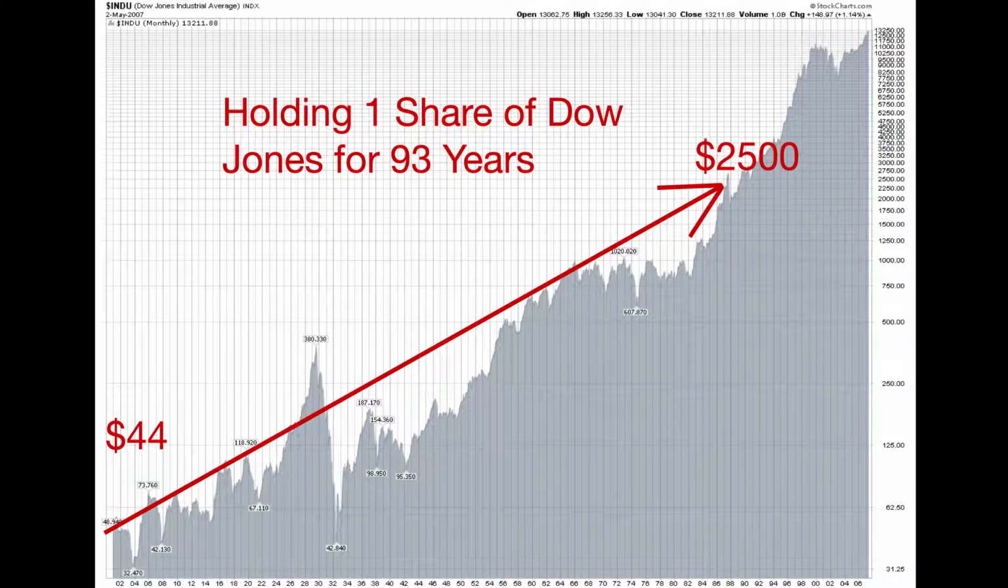So here's an example with a buy and hold. If an investor purchased one share of the Dow Jones Index at $44 in 1897, he or she could have cashed out in January 1990 for $2,500. That's basically buying and holding for about 100 years.